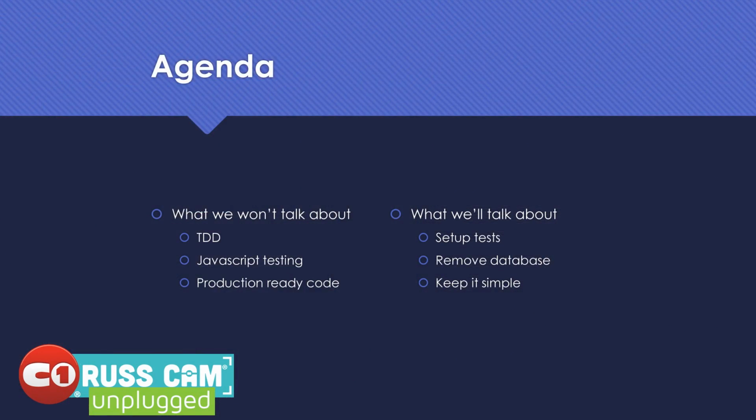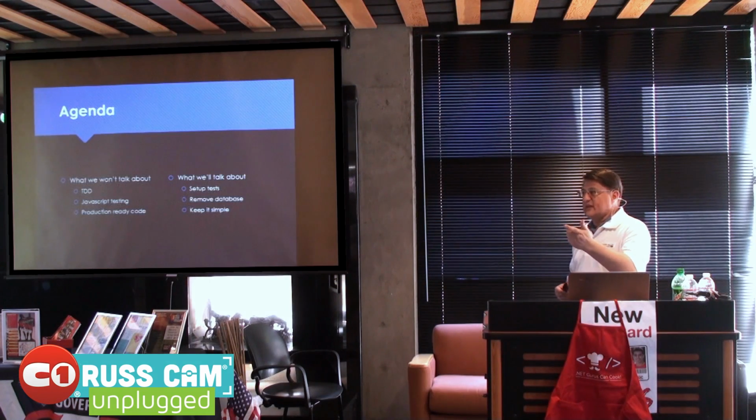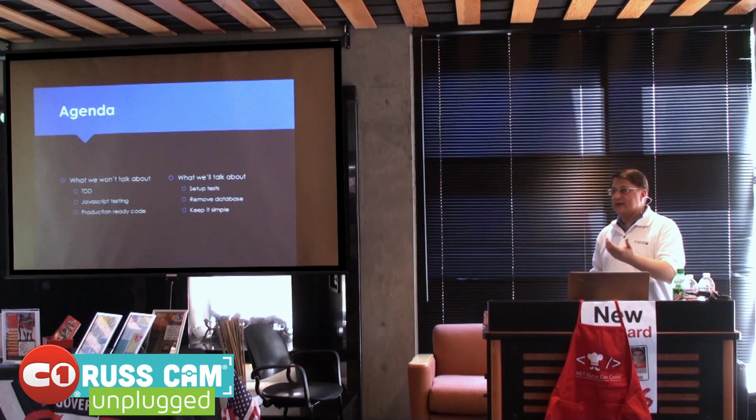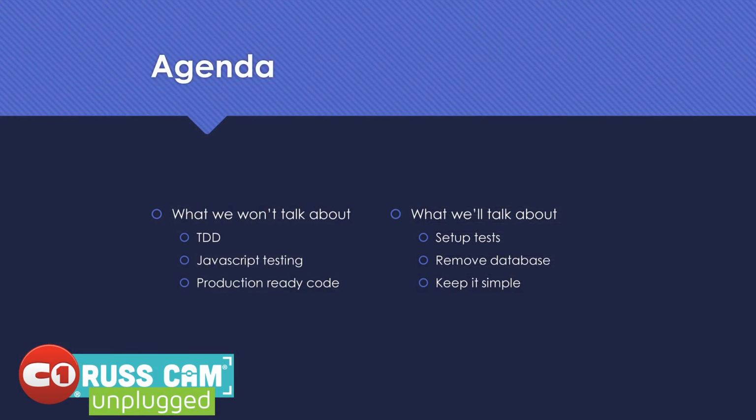So today, we're going to talk about setting up our tests. How do we test things? How do we test these code paths through the code? And what can we do to make that happen? We're going to talk about how to remove the database from this. What are the problems of using a database for testing? It's hard to hit reset. Data changes, doesn't it? So we may have different data the second time through those tests. So let's remove that database entirely. And we're going to keep it simple.